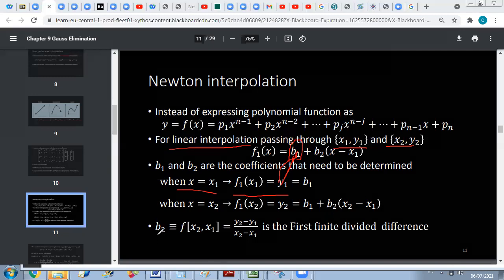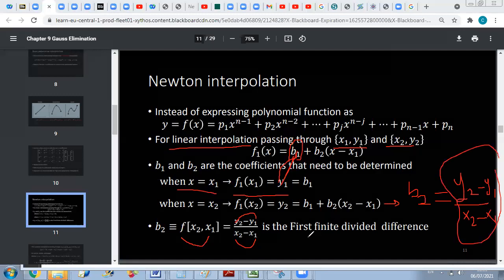b2 is written as f of x2, x1. So it's y2 minus y1 over x2 minus x1. Because if you rearrange, you will get that b2 is y2 minus b1, and b1 is y1. So it's y2 minus y1 over x2 minus x1. This term is the slope, okay? In the linear interpolation, it's the slope. This is called the first finite divided difference, and we define it as f x2 x1. So when you read f x2 x1, this means that you do y2 minus y1 over x2 minus x1.